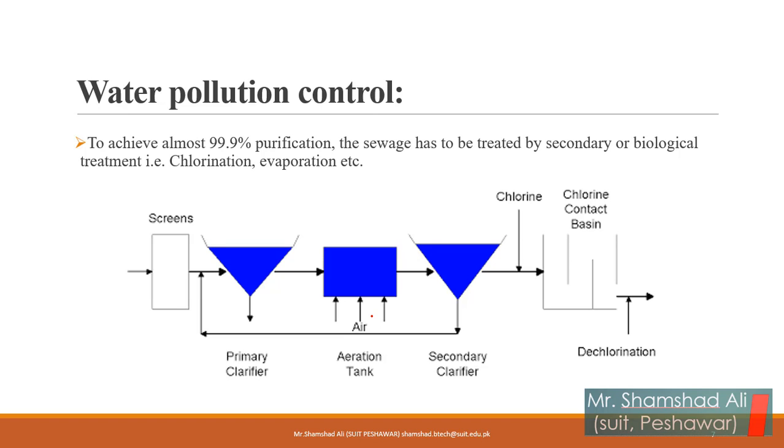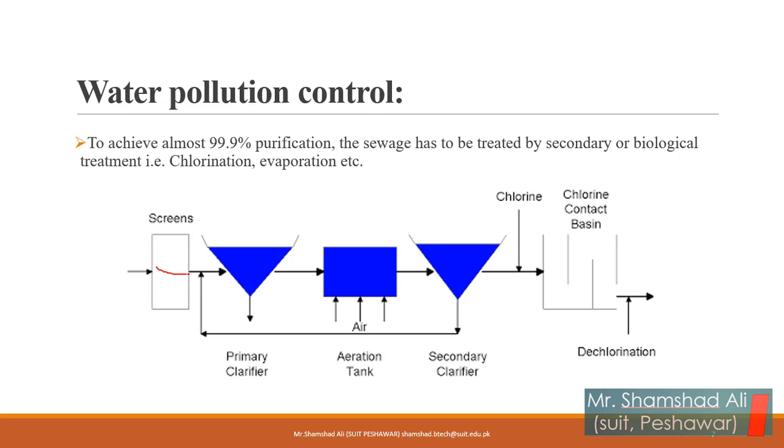And if you want to achieve almost 99.9% purification, the sewage has to be treated by secondary or biological treatment, for example chlorination and evaporation. Chlorine gas is passed through the sewage, or it can be heated and evaporated, and then it is collected in another form. The sewage is changed to vapor form, and then it is condensed and collected in liquid form.